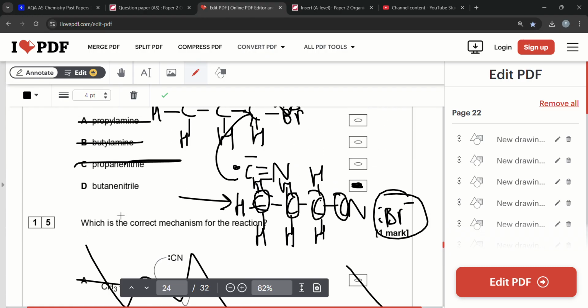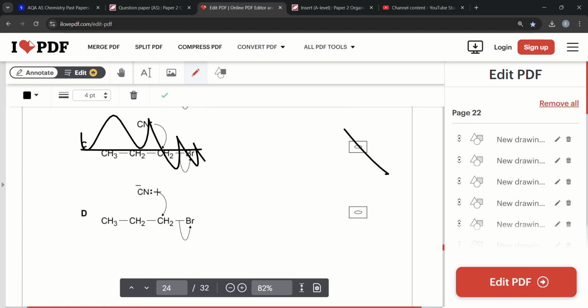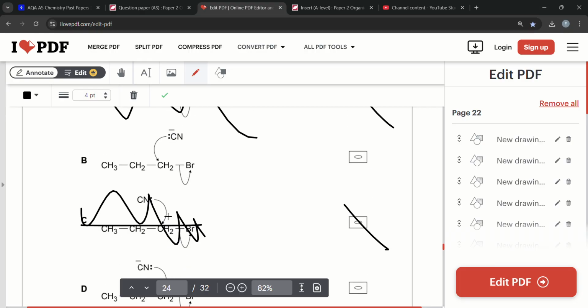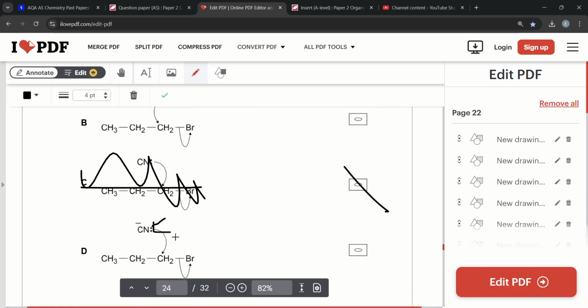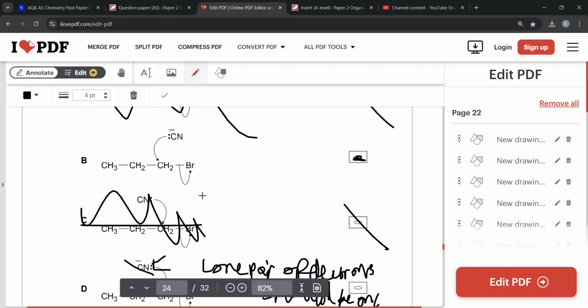If we look at B, lone pair of electrons attacks the positive carbon, the C-Br bond breaks. Yes, whereas in this case, what's the difference? Oh, the lone pair of electrons in this case is on the nitrogen. That's false. The lone pair of electrons should be on the carbon. So the answer is B. CH3, CH2, CH2, Br, lone pair of electrons, CN minus, attacks carbon, C-Br bond breaks.